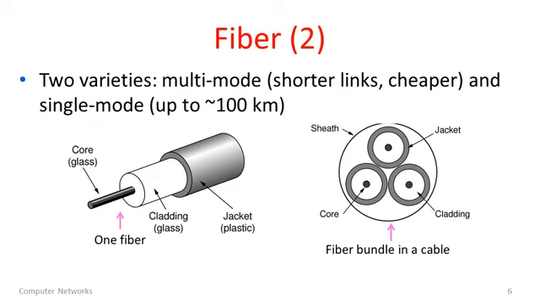Just like the wires, there's a lot of construction here. This portion in the middle is actually the fiber. The rest is just all the padding and packaging that goes with it, the cladding and the jacket. And then over here, there is a bundle with three different fibers in that one cable.